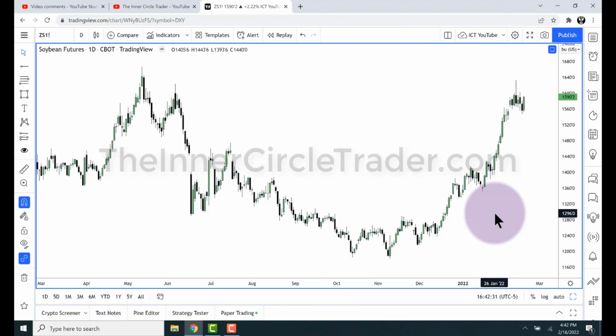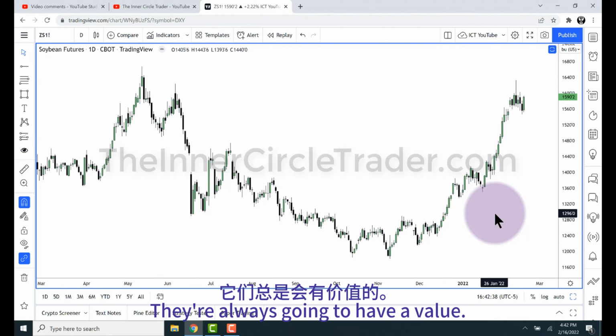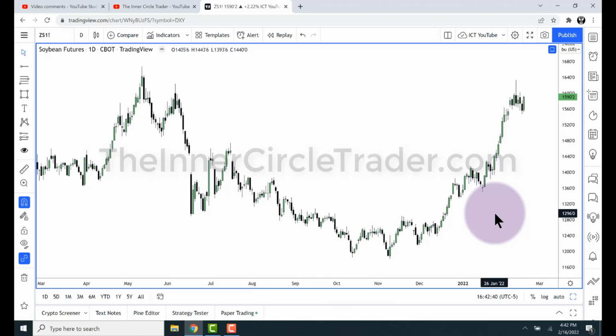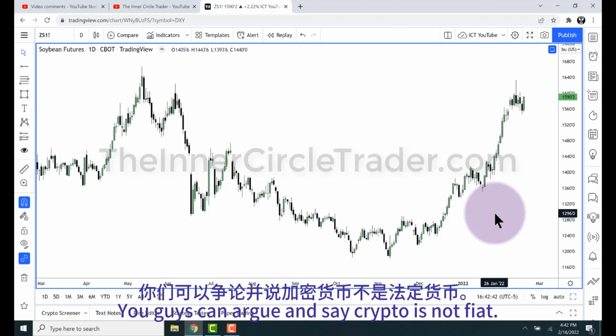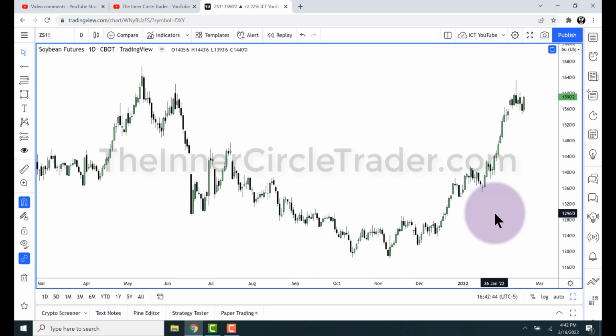You can't eat a Bitcoin. You can eat wheat, you can eat soybeans, you can eat corn, you can eat oats. They're real markets. They're always going to have a value. It's not a fiat. You guys can argue, say, crypto is not fiat. It's an illusion. You're saying something's worth something. What's it backed by? Your opinion. Your perceived idea of wealth or worth. You believe it's worth something because you believe it. Other people said it should be worth this much, so therefore it is. At any time, it could be worth nothing.